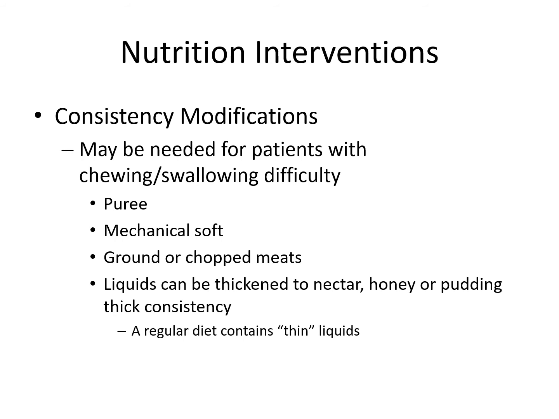Now we can always do consistency modifications, which is really not that difficult. So this is needed for patients with chewing or swallowing difficulty. This is things like pureeing, mechanical soft, ground or chopped meats, thickened liquids. Your regular diet always starts with thin liquids, and then we modify from there. But pretty much any food you can think of, we can modify to meet these standards.